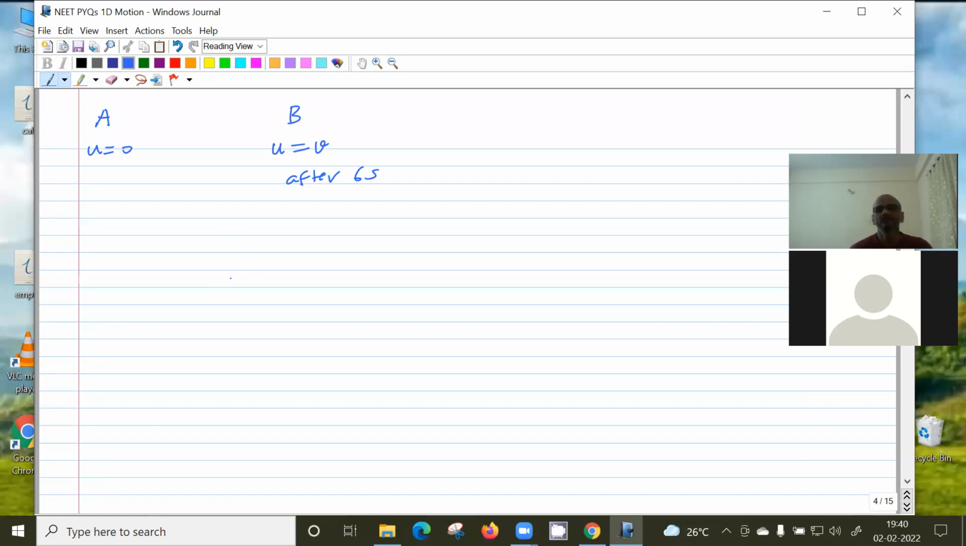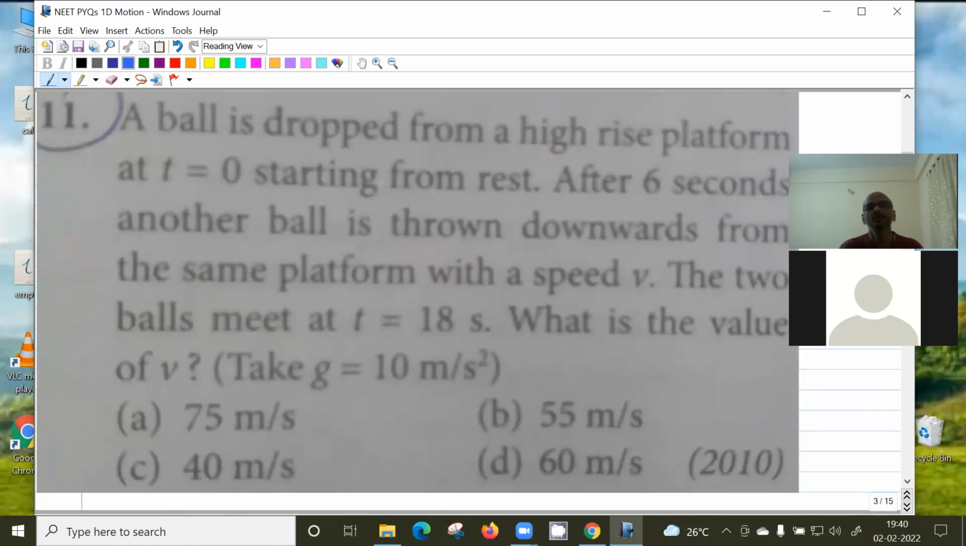Both A and B are not at the same level now, sir. When they are dropped, no, they are at the same level. You're not reading the question properly. Same high rise platform. So after 6 seconds, another ball is thrown downwards from the same platform. Okay, so you have to read the question properly. Okay, from the same height.